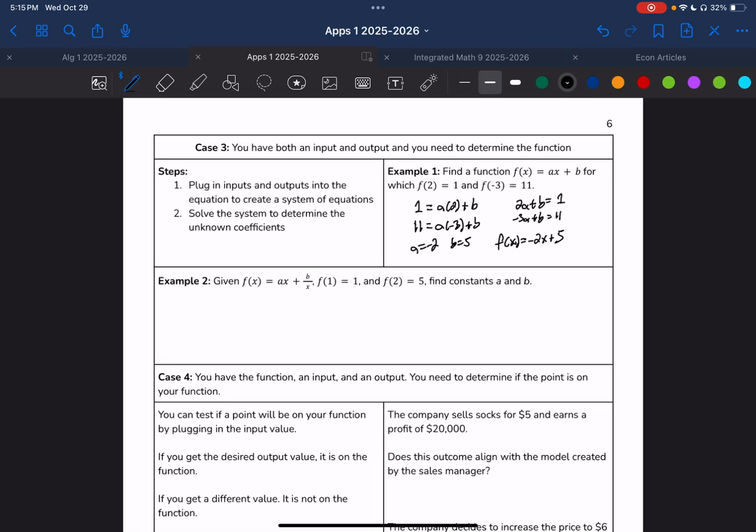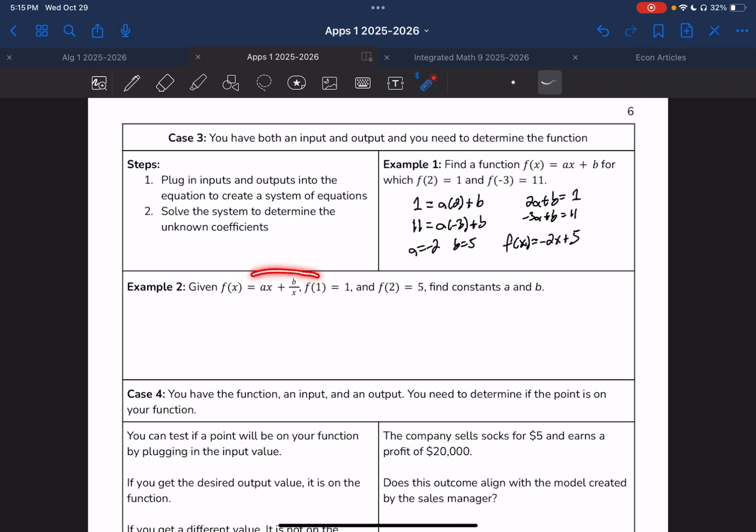All right, so I'll invite you to do the same thing for this one here. So we have a plus b divided by x. So get your practice in plugging in 1 for x and 1 for f of x, and then 2 for x and 5 for f of x. That'll give you two different equations in terms of a and b. And then you just need to solve that system to get your values of a and b.